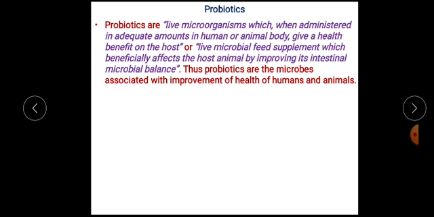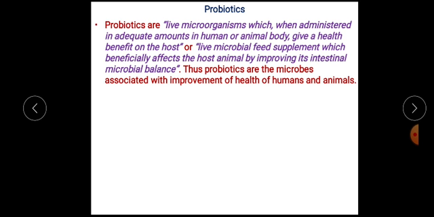Or the other definition is live microbial feed supplement which beneficially affects the host animal by improving its intestinal microbial balance. Both these definitions are taken from a book, which are standard definitions. Not necessarily you need to write the same definition in the examination. Instead, you can write this definition in your own language that you have understood.